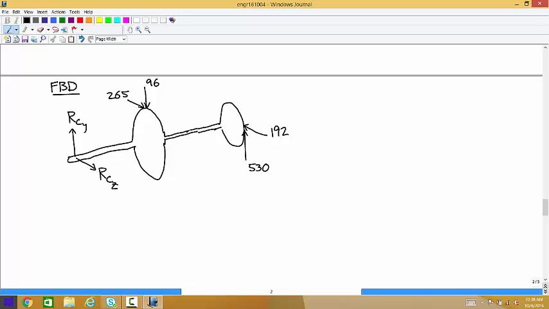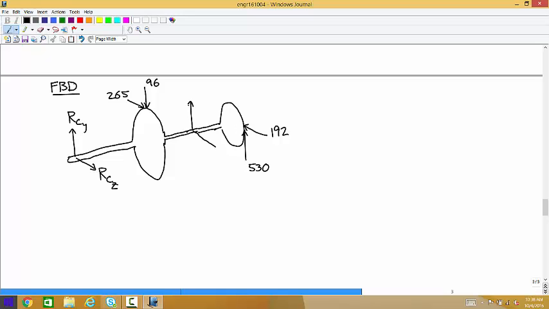And over here at D, these are the same two force types. That's also a pin joint without thrust. So RDZ and RDY.